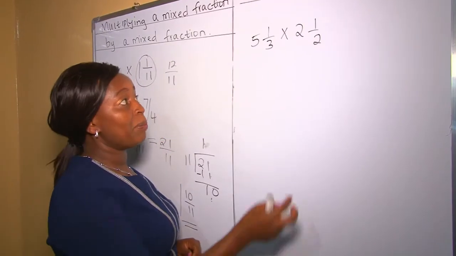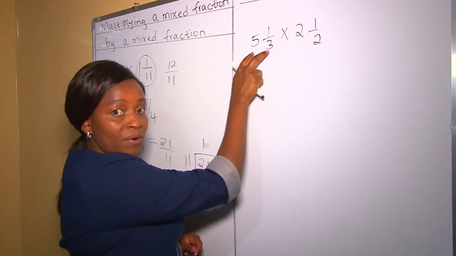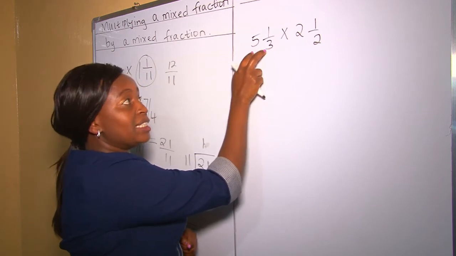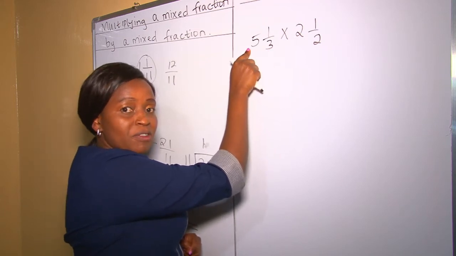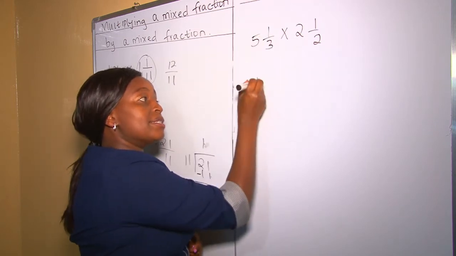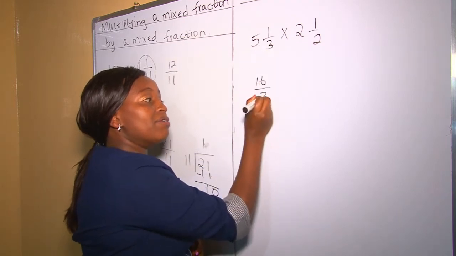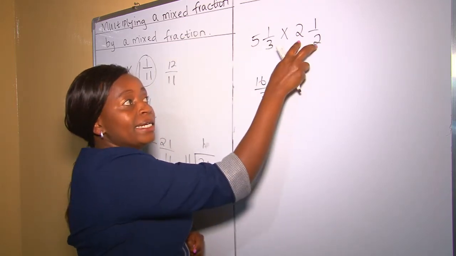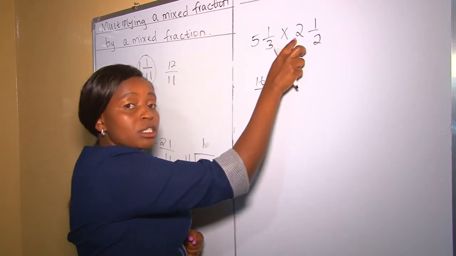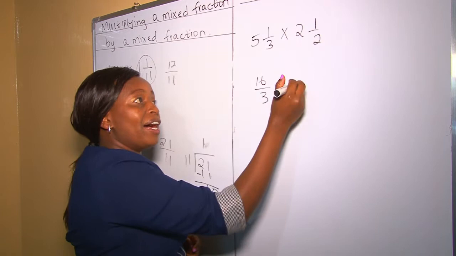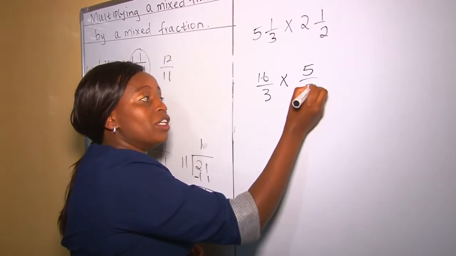So our first step, we are changing our mixed fraction to an improper fraction. Let's change the first fraction here. 3 times 5 is 15. Plus 1 is 16. Now over 3. Multiplied by, let's change the mixed fraction here to an improper fraction. 2 times 2 is 4. Plus 1 is 5. Therefore, it's 5 over 2.